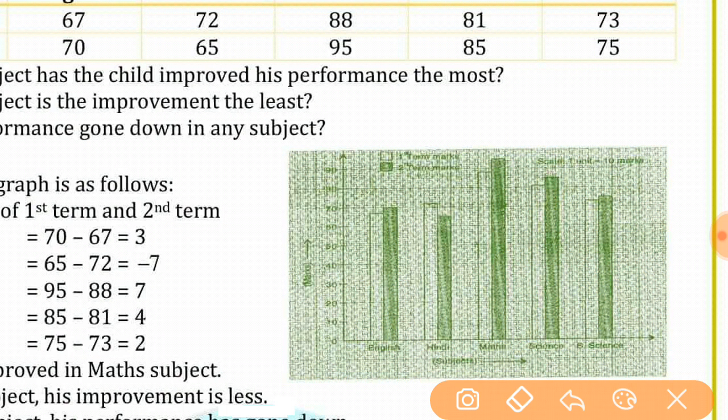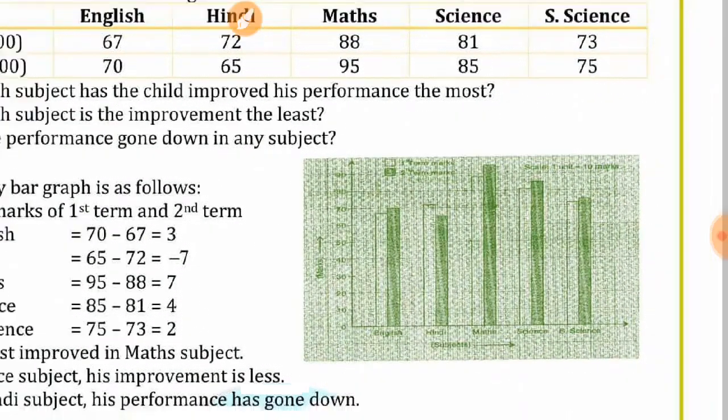Then maths is 88 and 95, sorry, 72 and 65 also. It is Hindi, no? Here is the maths, so 88 and 95. 88 means below 90, 2 lines. Again 95 means after 90, half. So in science 81 and 85, after 80, below 90, 2 lines. Okay, 73, 75. Here is also the same. This is how you have to study the graph here.